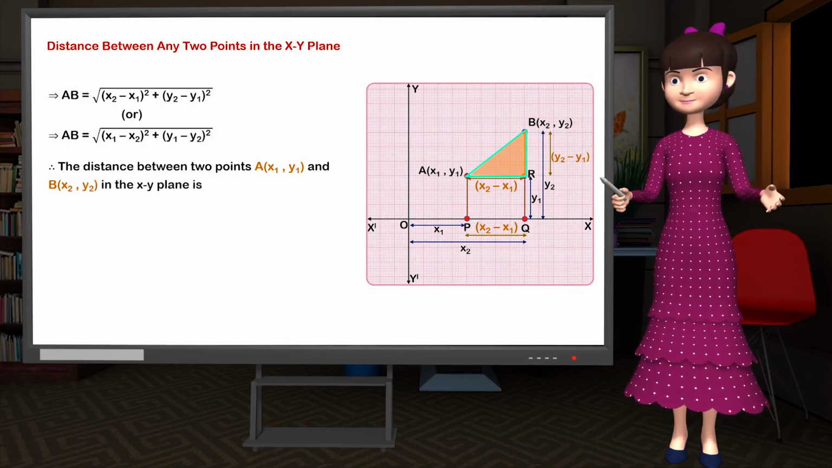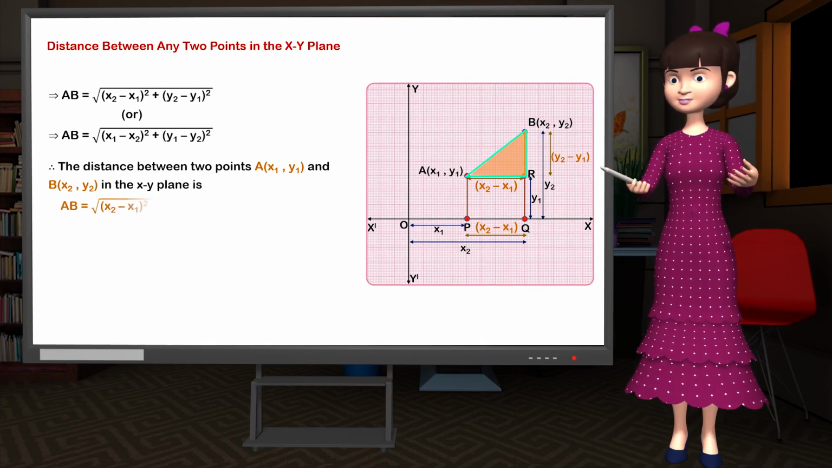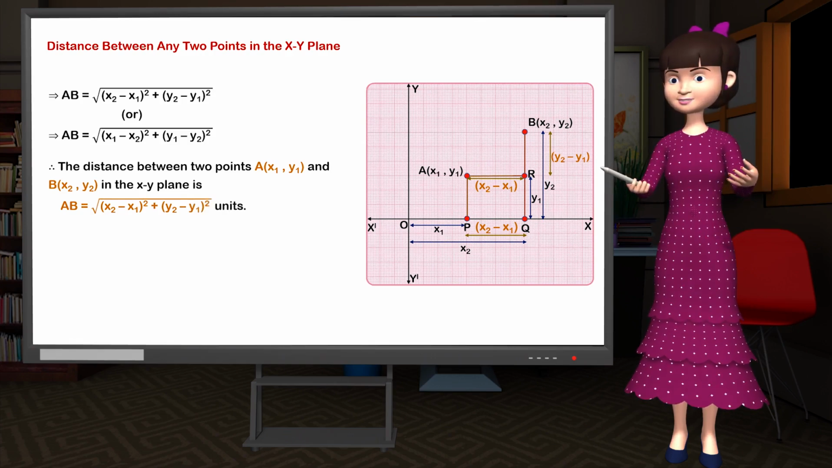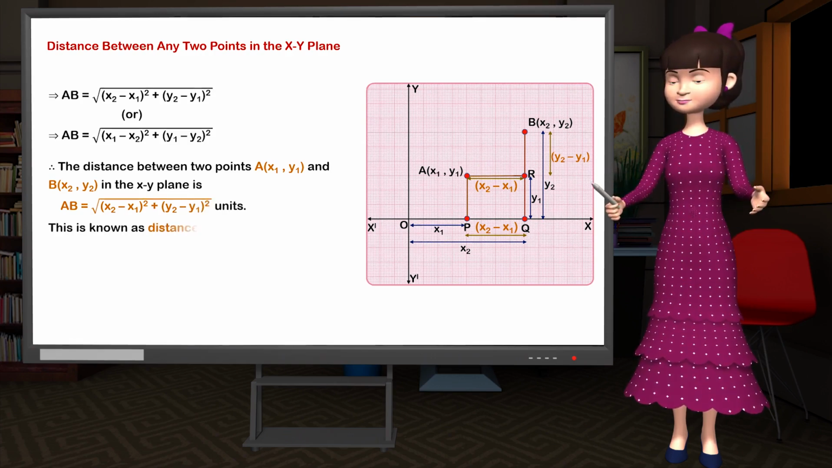Therefore, the distance between two points A, which is (x1, y1), and B, which is (x2, y2), in the xy plane is AB, that is under root (x2 minus x1) whole square plus (y2 minus y1) whole square units. This is known as the distance formula.